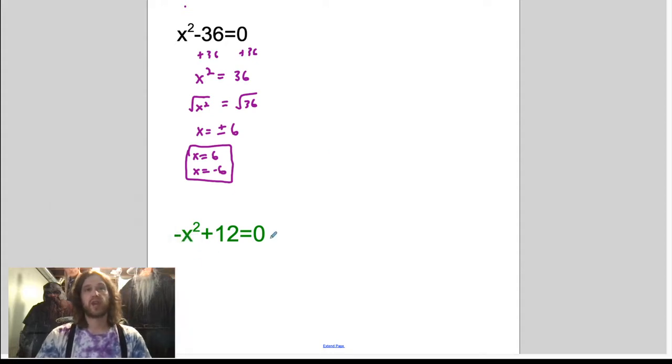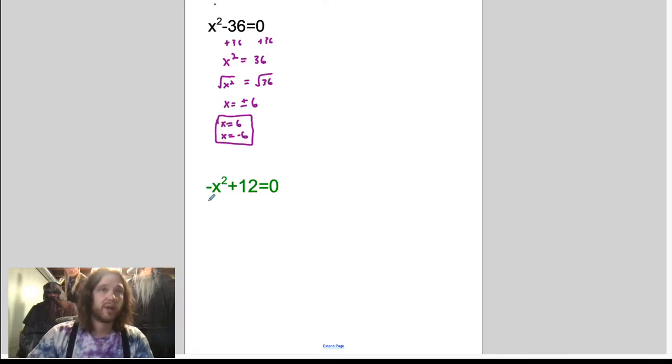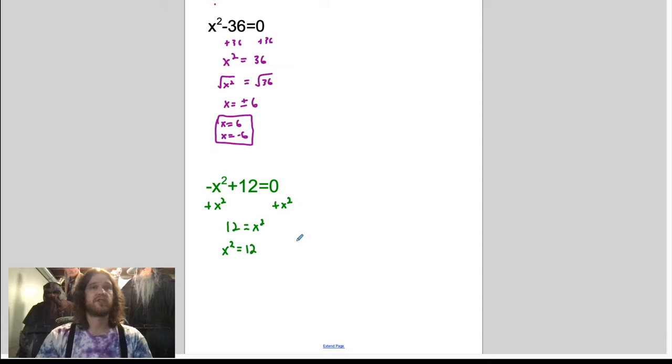You could subtract 12 from both sides, but then you'd have to divide by -1. So what I'm actually going to do to get this positive is add x squared to both sides. And what you end up with here is 12 is equal to x squared. I'm going to use the symmetric property and flip that around, so you get x squared equals 12.